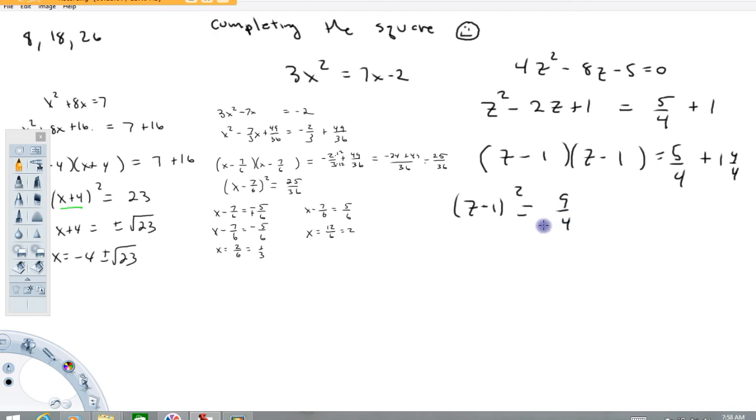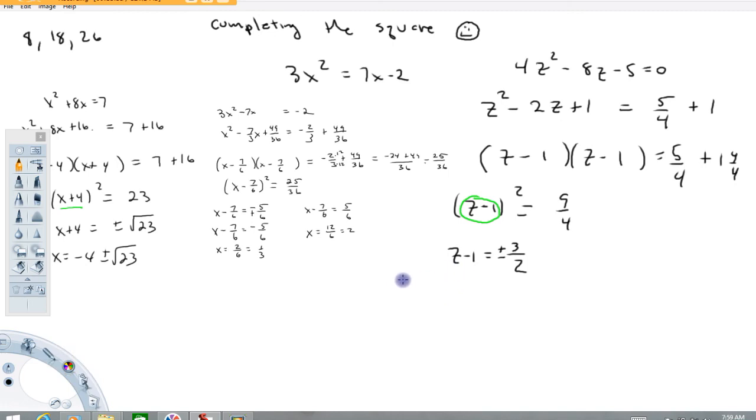Then you square root both sides. z minus 1 equals. Now the principal square root is 3/2. So the z minus 1 could be 3/2. But it could also be minus 3/2. So it could be plus or minus 3/2. Because what you have to do is you have to realize right here, if I put minus 3/2 there and square it, I get positive 9/4. So that's why we have two solutions there.